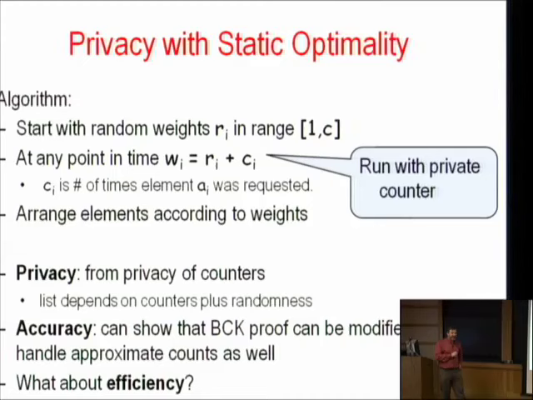It's still a problem because we have to run n counters, and only one of them is updated each time. So in terms of work, it's really wasteful. We're doing n squared work or n times t work instead of order t work. But at the very least, from a privacy point of view, it's not a problem because of the privacy of the counter. In accuracy, you have to look into their proof and see that it still goes through when you have an approximation here.